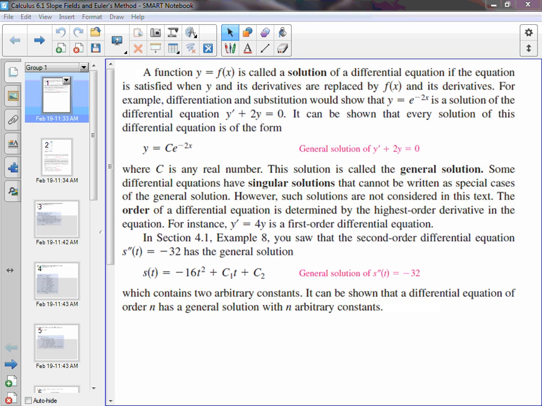Okay, we're going to talk about differential equations. We're going to talk about slope fields. And eventually we're going to talk about Euler's method.